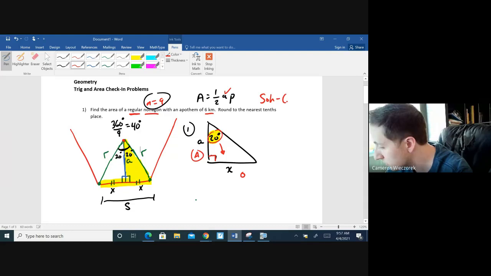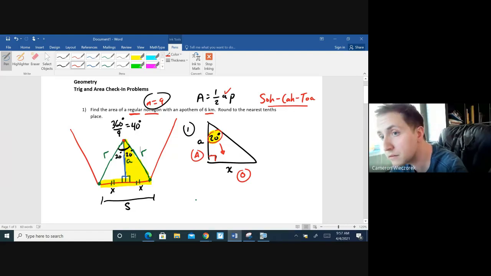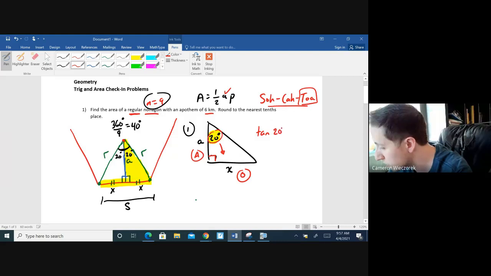I'm going to write a fun phrase that we're used to at the top, SOHCAHTOA. Which one uses O and A? Before I say it, pause me. Think to yourself, how would you set up this trig ratio? Okay, so you should get tangent, opposite over adjacent. Tangent of 20 degrees, opposite x, adjacent.